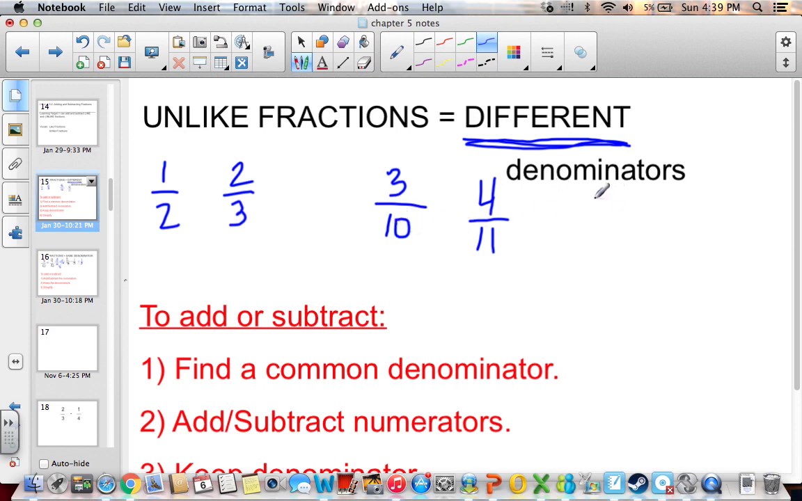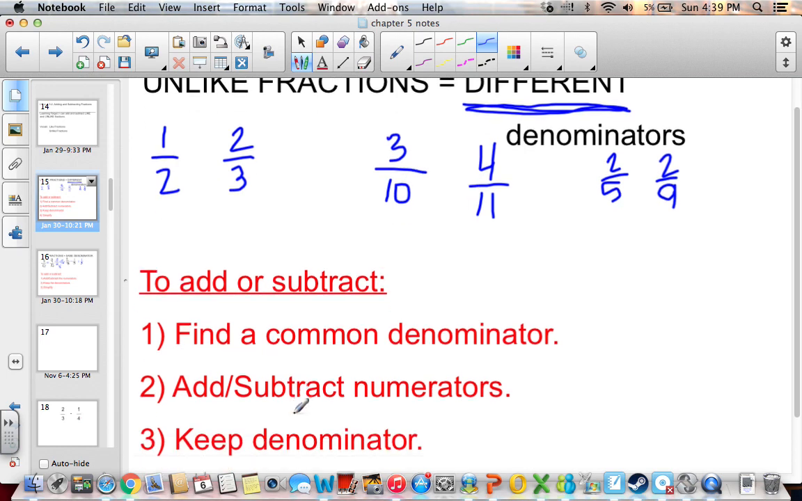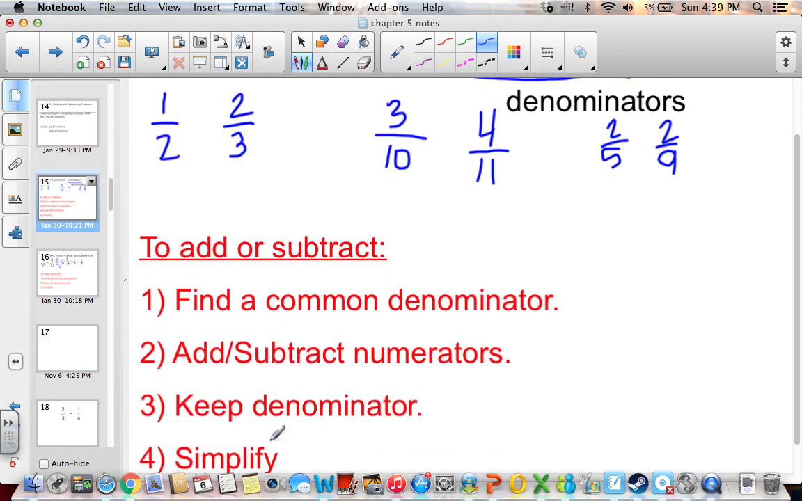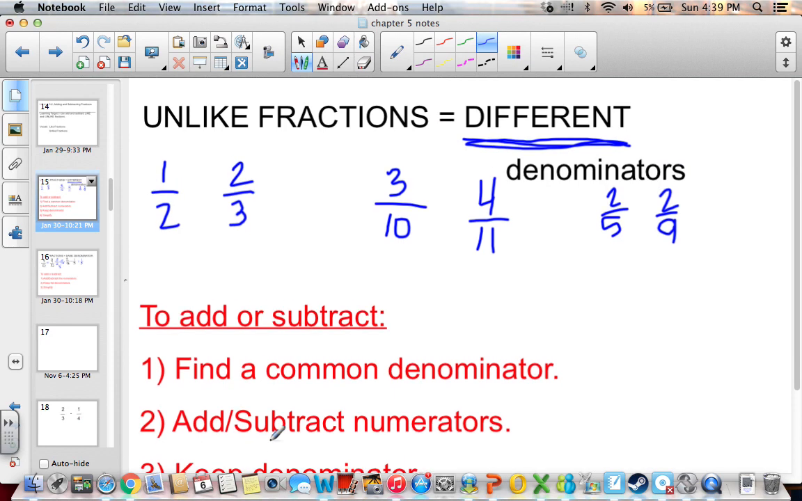Another example could be 2/5 and 2/9. So we have different denominators, but in this case we have the same numerator. These are still unlike fractions because denominators are different. So to add or subtract unlike fractions, first we have to find a common denominator. Then we add or subtract the numerators. Then we keep the denominator, and then we simplify. So we just have that extra step of finding a common denominator.